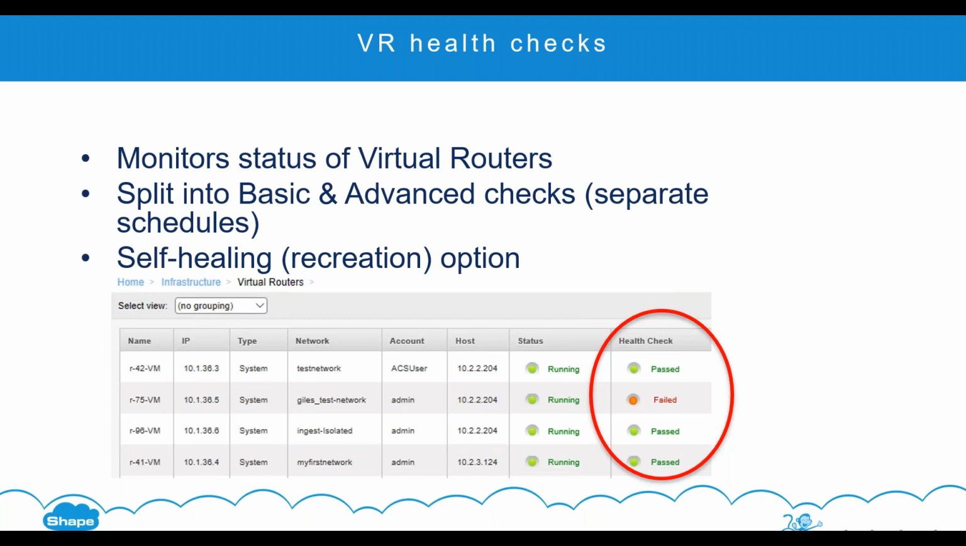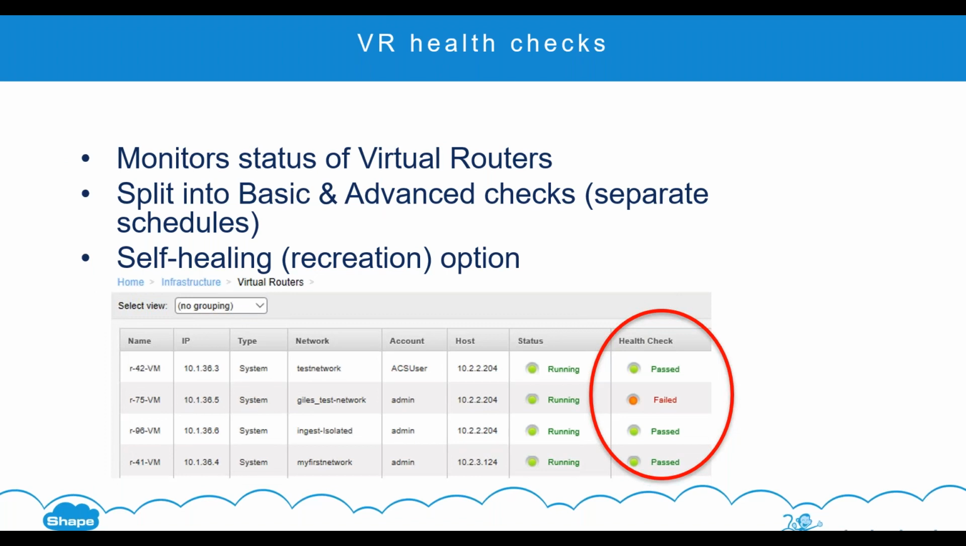And the basic concept there is the basic tests are very fast, easy things to run, you know, memory usage, CPU usage, etc. The advanced checks may be things you want to do only once an hour or even less frequently, probably because they're expensive in terms of resource on the virtual router itself.